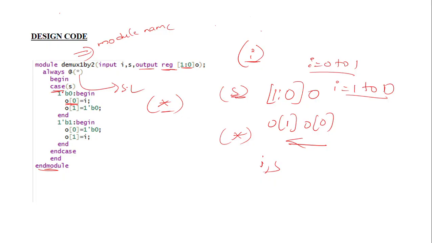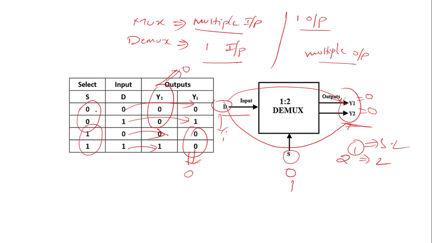Next is the case statement. What do you know about the case statement? The variable you write in the case is the one whose condition is checked, here the select line. If it is equal to a particular value, then the statements inside that branch are going to execute, otherwise the other branch is executed. If the S variable is 0, the lines inside that branch will execute. So here you can see, if the select line is equal to 0, the data is going to be assigned to y1.